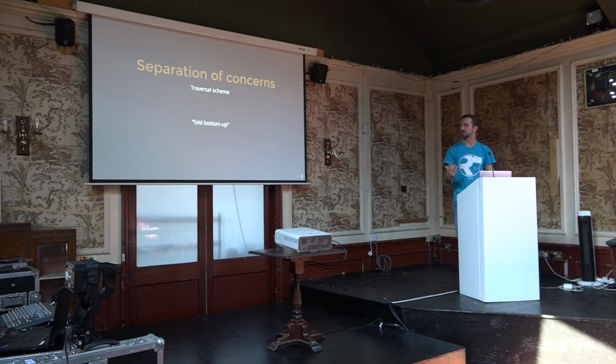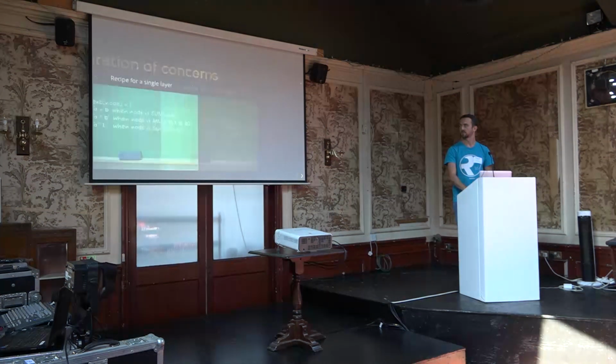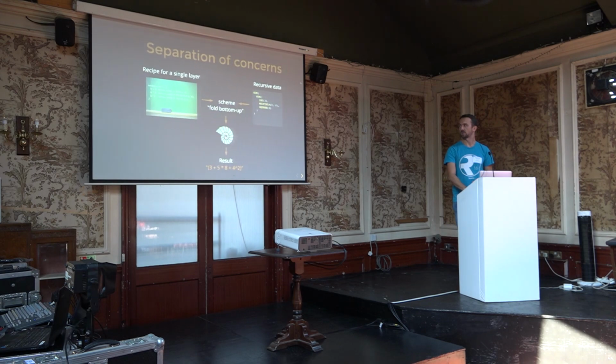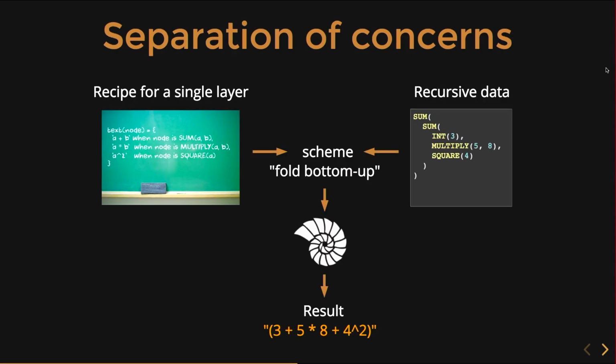So we need some kind of recipe for the transformation, for the traversal. So we can say, I want to fold my tree bottom up using this recipe. Or maybe I would like to unfold top down. So once we have a recipe, once we have the scheme, which is the recursion scheme, the fold bottom up command, and our recursive data, and we put it all together, the magic happens, and we get our result.